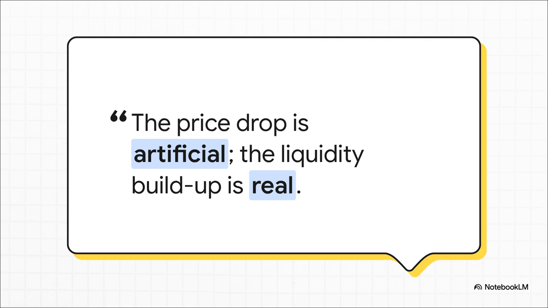And listen, if there is one single thing you write down today, please make it this. The price drop is artificial, the liquidity buildup is real. When you can spot this divergence happening, you are literally watching smart money loading their clips in plain sight on the blockchain, exactly like we discussed back on day 92.